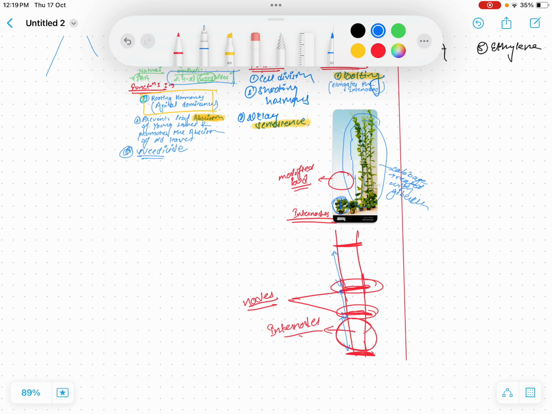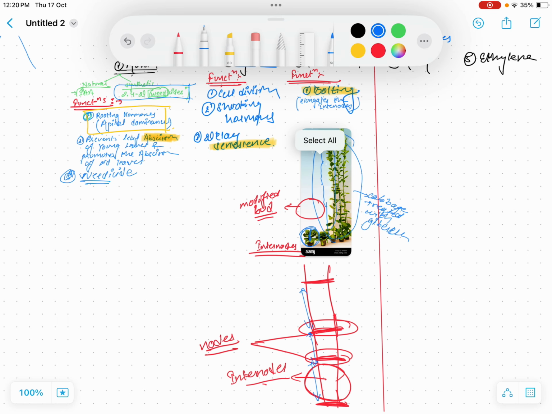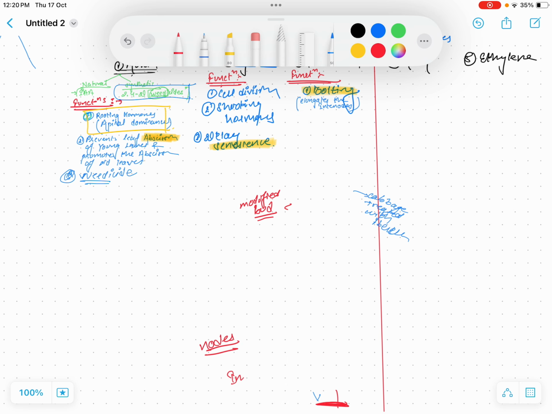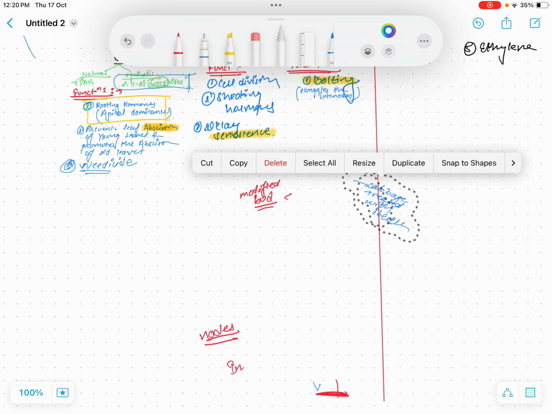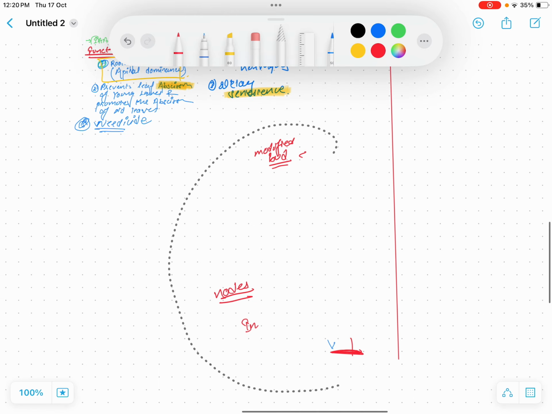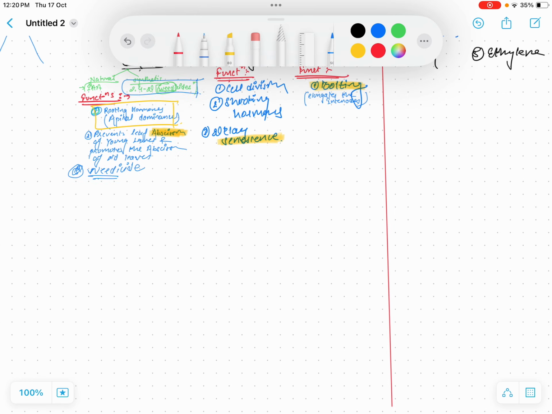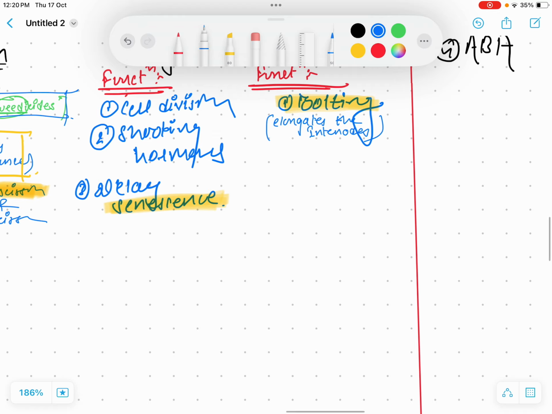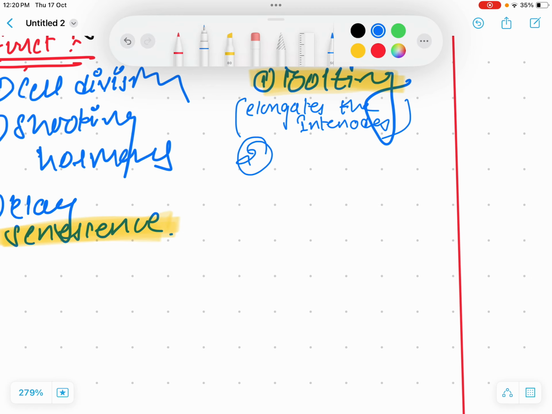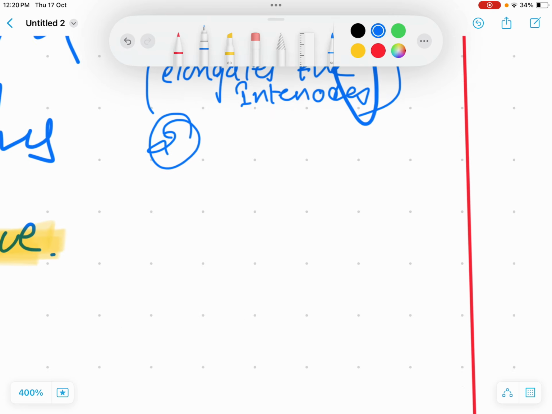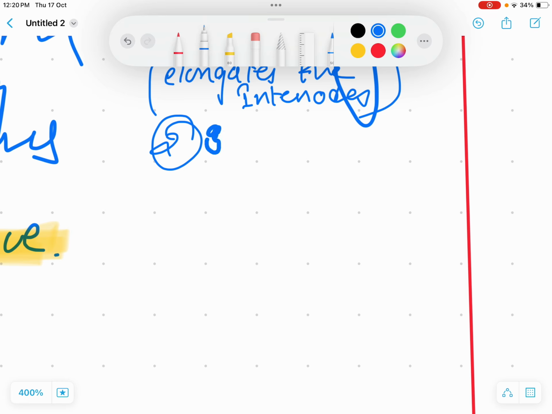Okay, so let's talk about the next function, another function. What is another function? Another function is that it helps in seed germination, very important. Seed germination, I think I don't need to describe this.